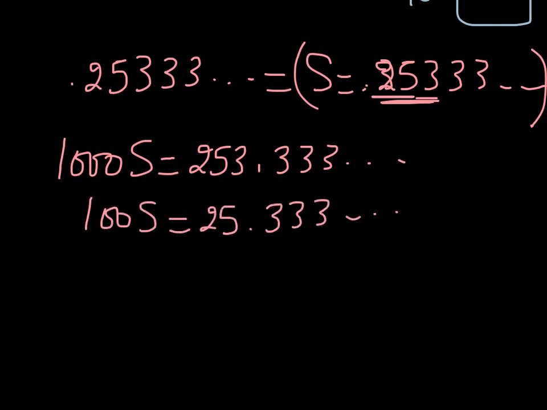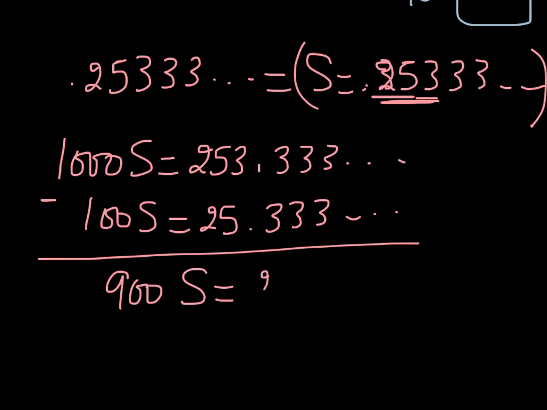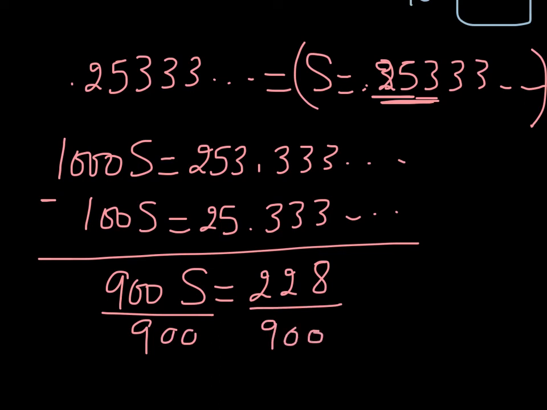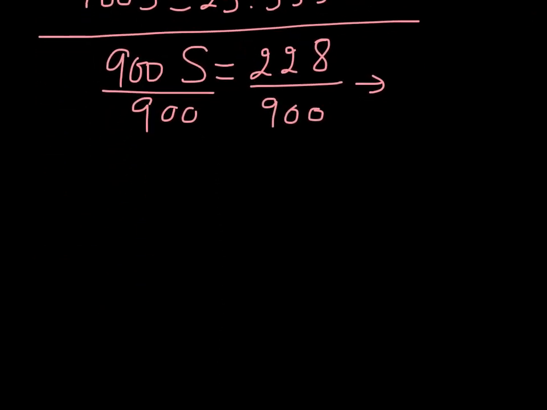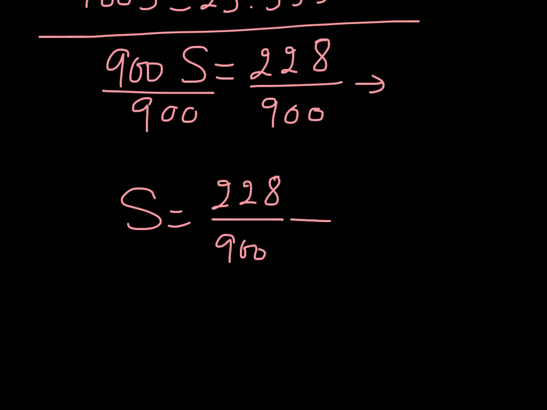I want you to subtract those two equations, and when you subtract them, you get 900s is equal to 228. Divide both sides by 900, and you will find that the sum is equal to 228 divided by 900. It is divisible by 12, so it should reduce to 19 over 75.